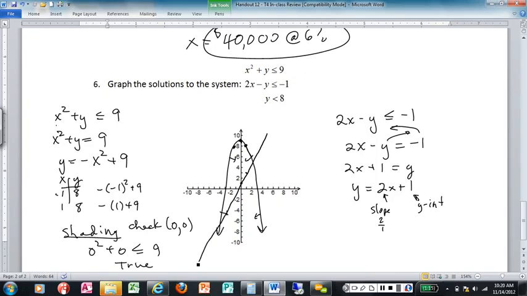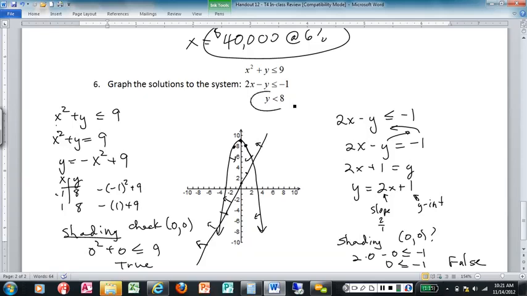The shading on it, checking 0, 0. Does 0, 0 work? 2 times 0 minus 0 is less than or equal to -1. 0 is less than or equal to -1. False. What does that tell me? That tells me to go to the other side, away from 0, 0, so that would be above this one, wouldn't it? So it's above the line and below, so right now it's the inside of the parabola and above the line, but I have this third one.